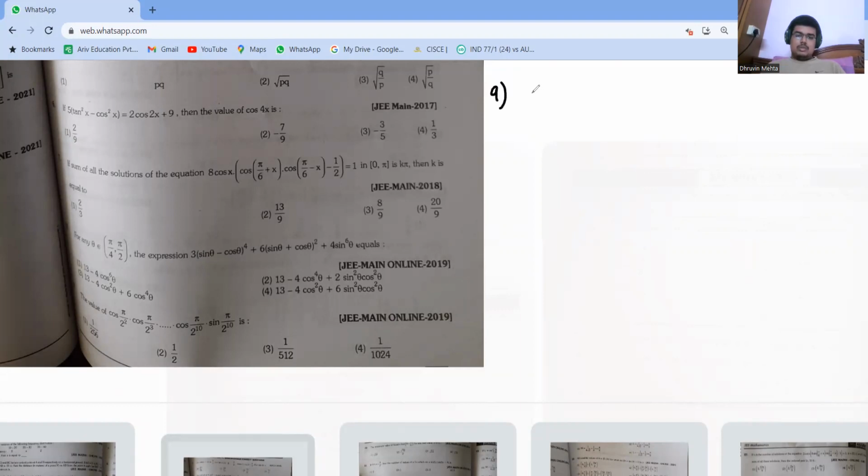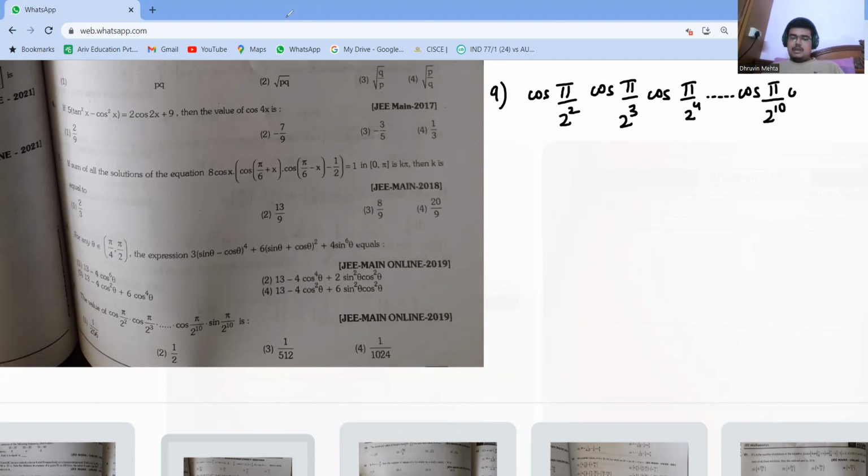Ninth one, cos pi by 2 square into cos pi by 2 cube, cos pi by 2 raised to 4, up to cos pi by 2 raised to 10 and sine pi by 2 raised to 10. We have to find the value of this.